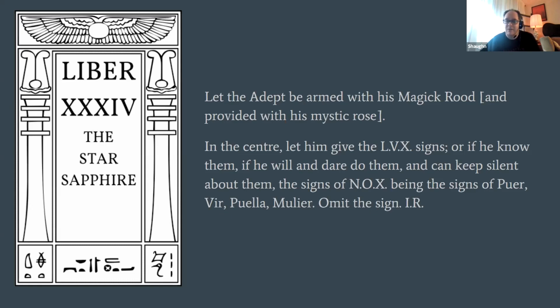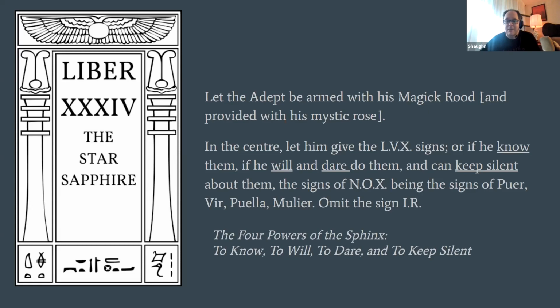Okay, so it took a number of readings, but something stood out to me putting this together a while ago, which is that these are the four powers of the Sphinx: to know, to will, to dare, and to keep silent. So that's kind of interesting. I don't know exactly what it would necessarily mean, but it's there, and it's clearly there.